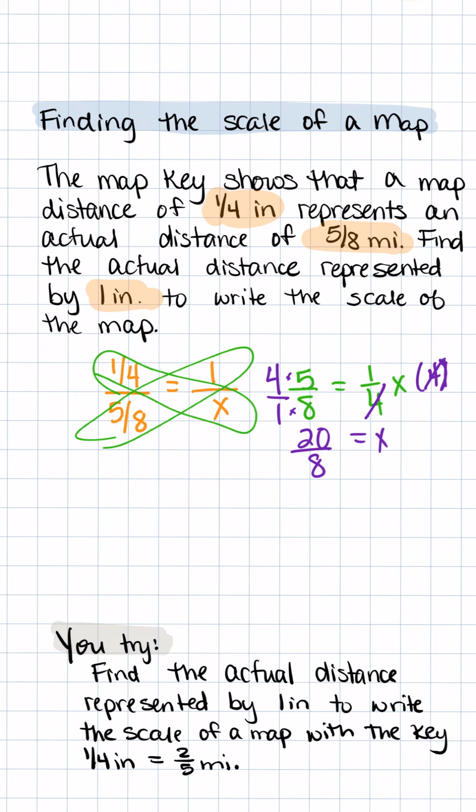So then we'll want to go ahead and turn this into a proper fraction. So how many times does 8 go into 20? 2 times. 2 times 8 is 16. Subtract that equals 4. So then we put 4 over 8. That can be reduced. We can divide the top and the bottom by 4. And that's going to give us 2 and 1/2. And that's going to be 2.5 miles. So 1 inch equals 2.5 miles.